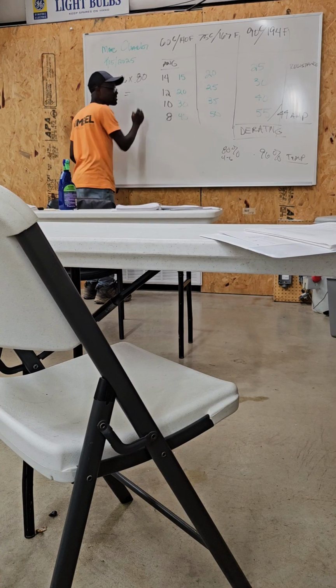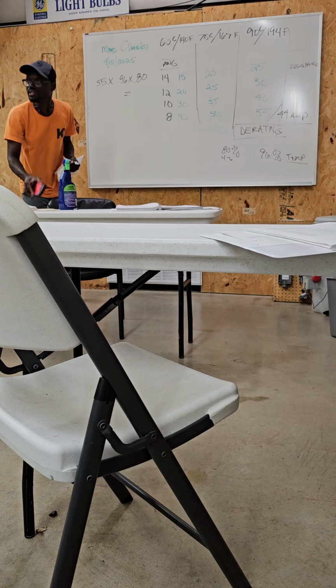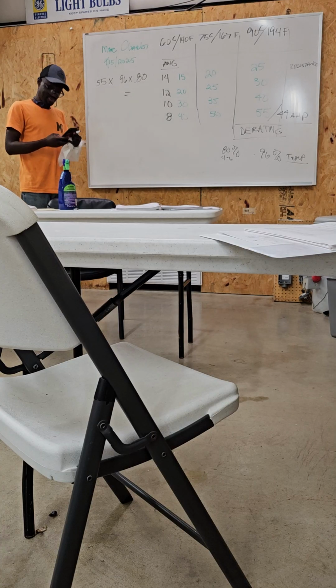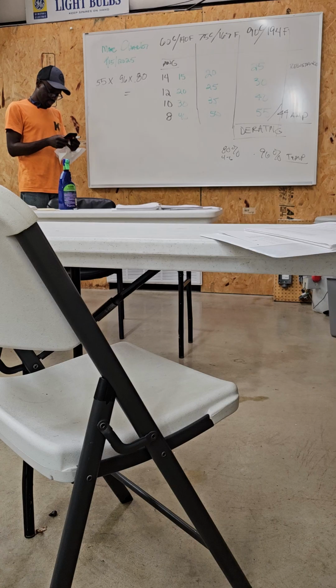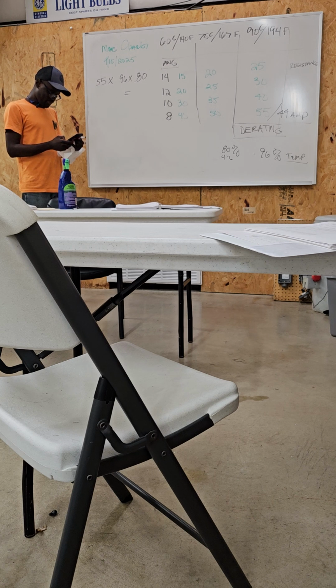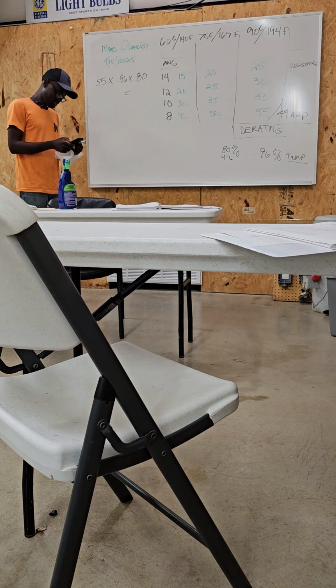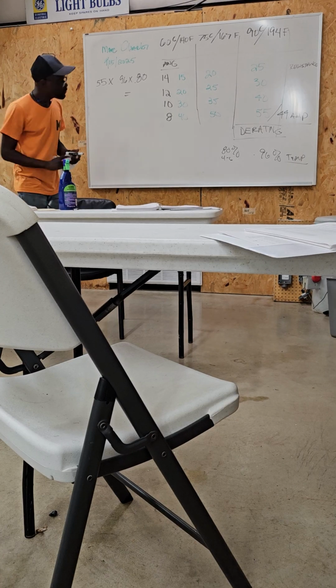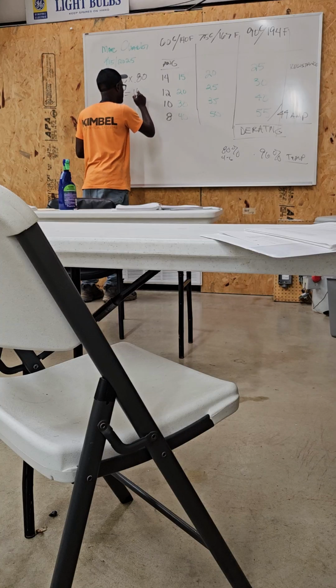Shen, what's the answer? Shen, that was your job, man. What's that answer you got? Shen, you slacking today. Shen, what's the answer? Fine, I'll find it. 55 times 0.96 times 0.80 is 42.24. Oh, we're late. You gotta keep up. You just got here.